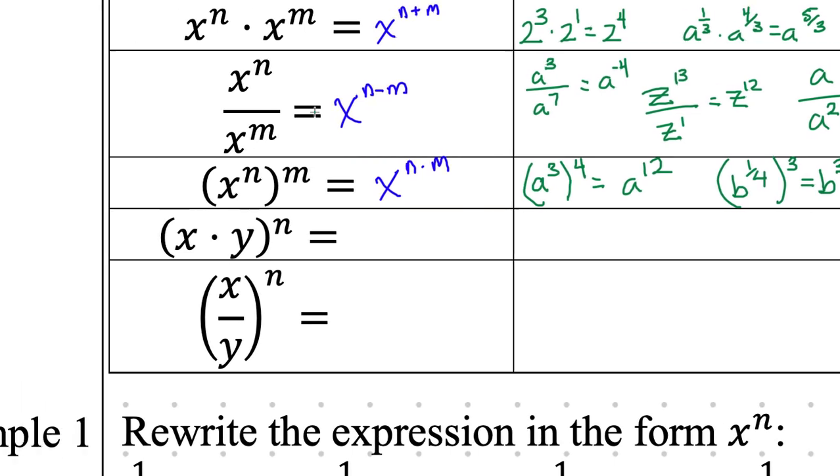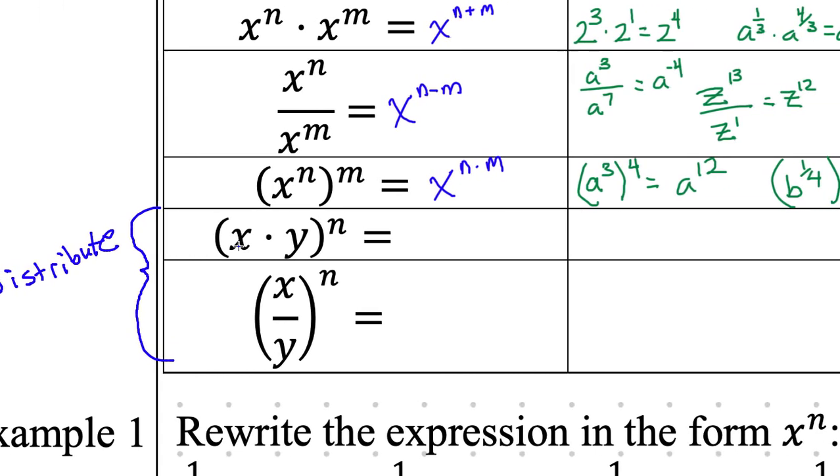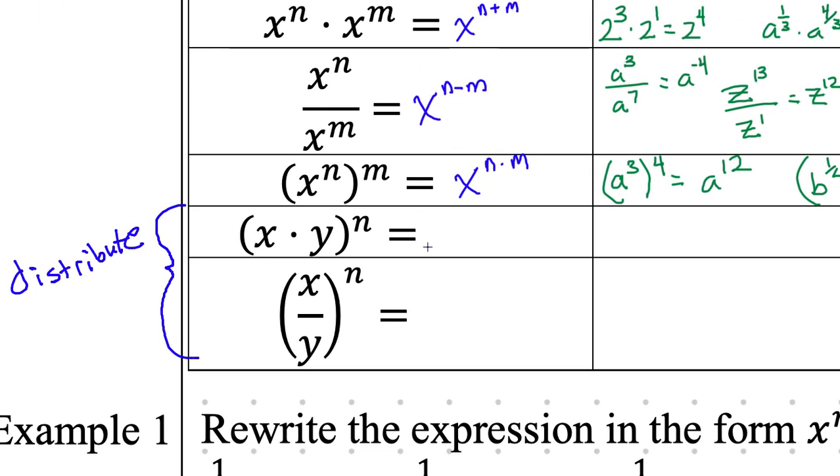All right, these last two, I'm going to write a note over here that says distribute. These two right here, you can make a little curly brace. I kind of think of these as the distribute rules. You kind of distribute the power inside. So anyone want to take a shot at this one? x times y on the inside, all of that to the power of n. India? It's going to be x to the power of n and y to the power of n. There it is. Both of those have a power of n.